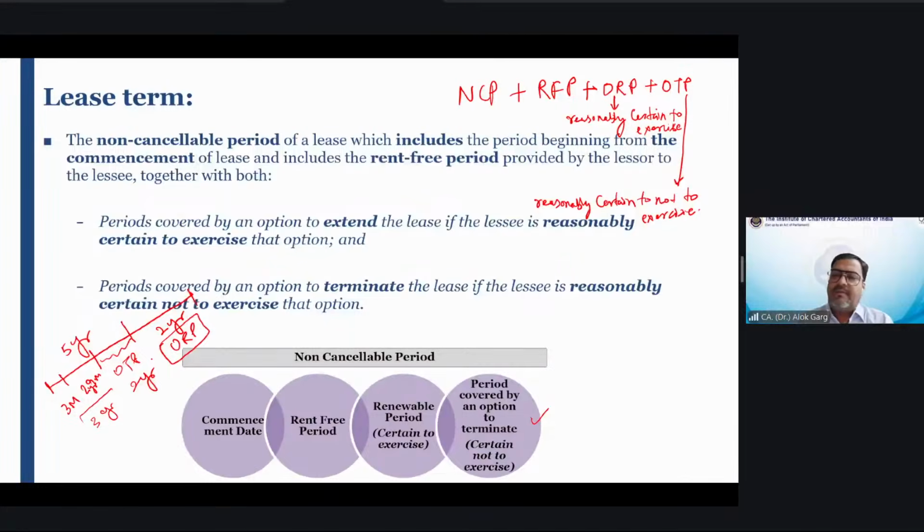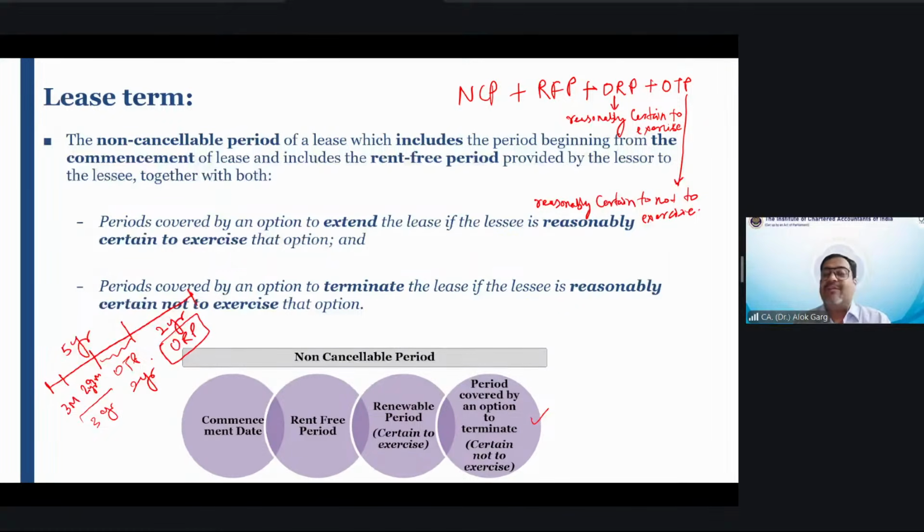Okay, right? And the last one is the optional renewal period. After 5 years, there is an option of renewal also for 2 years. Monica is reasonably certain that she has to do a job for a long time and will continue to live at this place. If the option is given to her, she will avail the option. So Monica is reasonably certain to exercise the option of renewal.